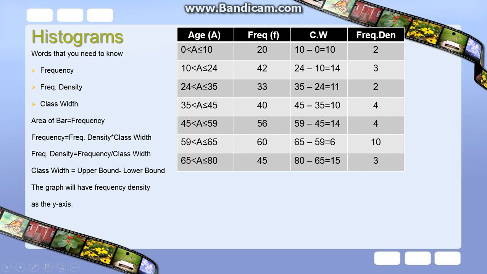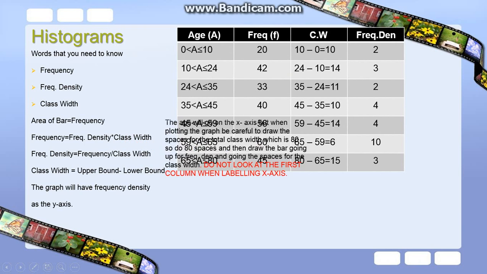So you just take away the upper bound from the lower bound. 10 minus 0 equals 10. You can just watch this video and see how I've done it. I've done it here as well. 24 minus 10 equals 14. And then you just use the formulas here.